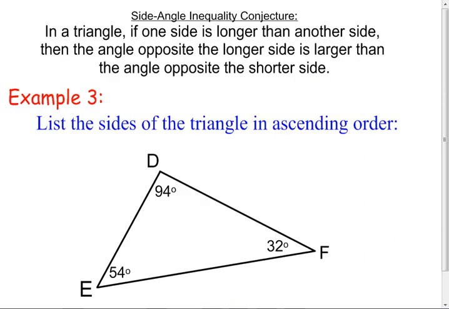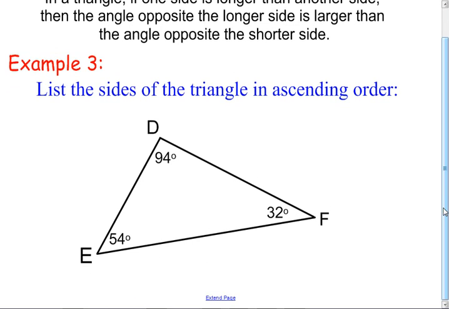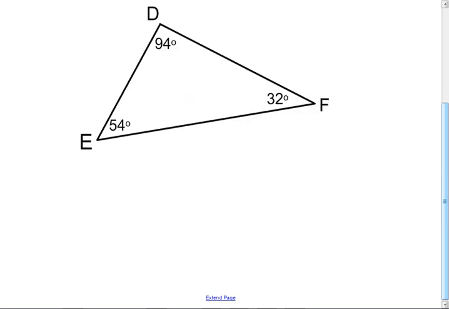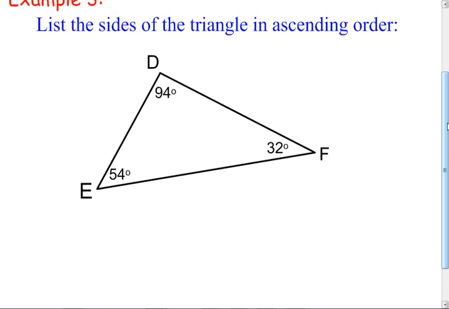Okay, now we have a little bit more information about triangles. And we want to list the sides in smallest to largest. And the side opposite the biggest angle is the biggest side. Or the side opposite the smallest angle is the smallest side. Which is the smallest angle? F, 32 degrees. The side opposite that is DE. That's the smallest. Then I go to the next smallest angle, which is E, which is 54.